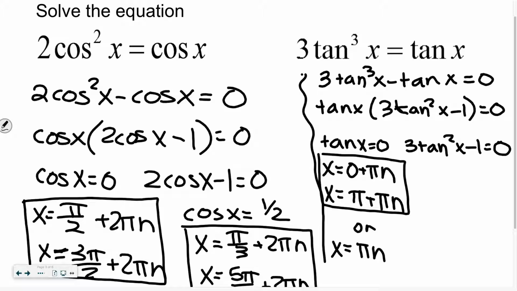Now, on that other one, what do I need to do if I have 3 tangent squared x minus 1 equals 0? How will I solve that factor? Add 1, divide by 3, then square root.